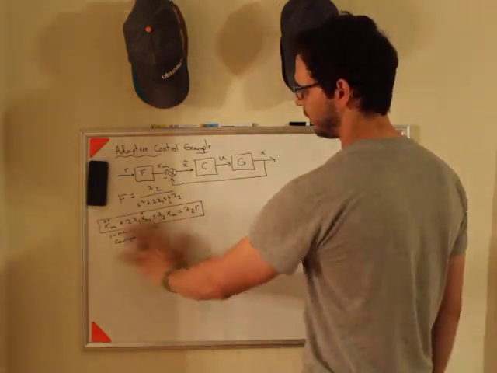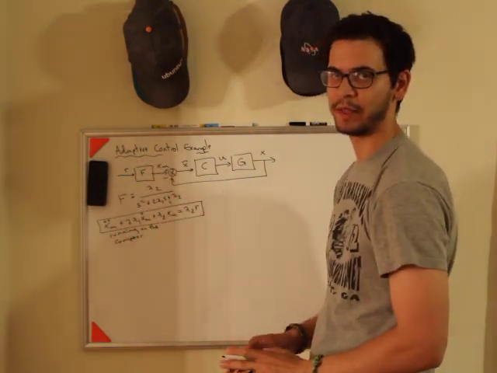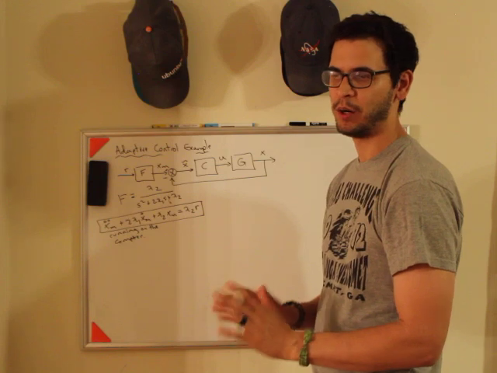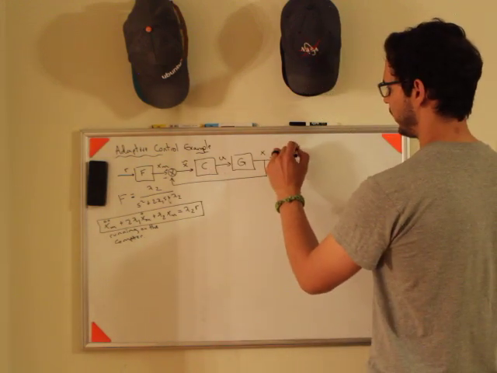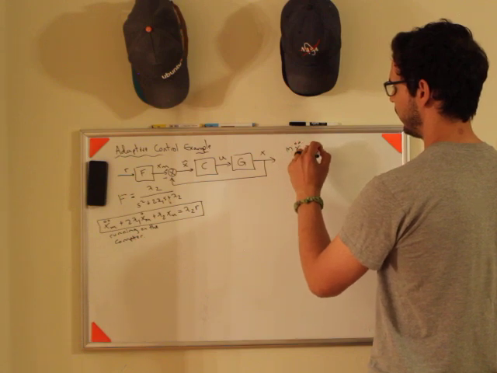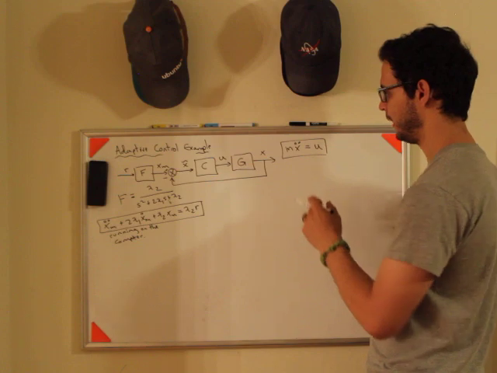This is kind of independent of your controller. This is just the model reference dynamics. It's not really part of your controller. What we need to do to stabilize the system is first look at our dynamics. Our dynamics here are m x double dot equals u. Those are our dynamics. That's pretty simple. It's second order.